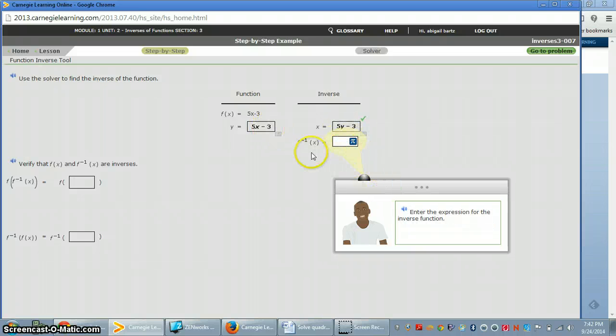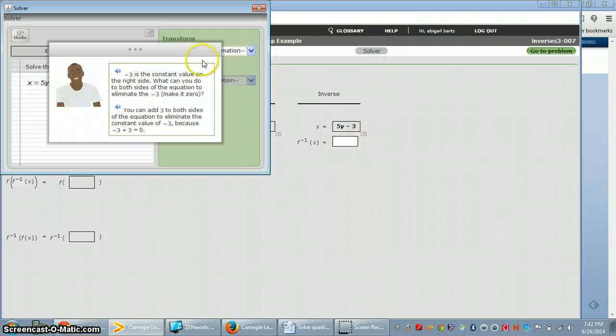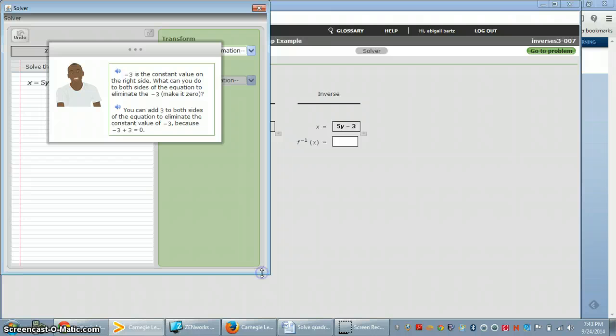In this next box, it wants the inverse. So what it wants you to do is solve this for y. And if you need to, you can use the solver. And again, whenever you get stuck, the solver walks you through what you can, or how you can solve it.